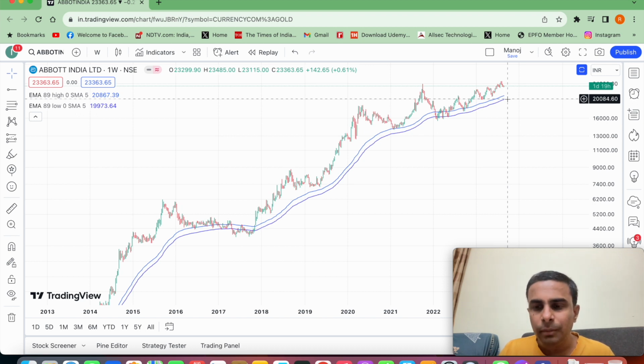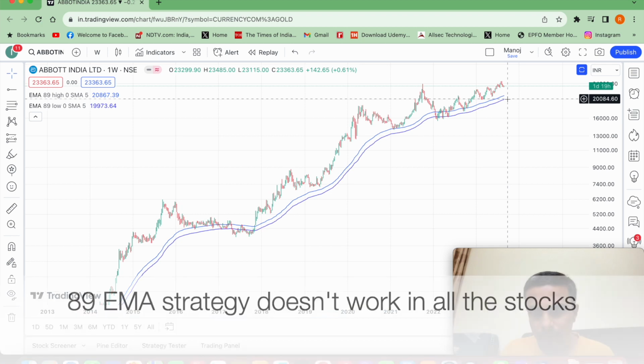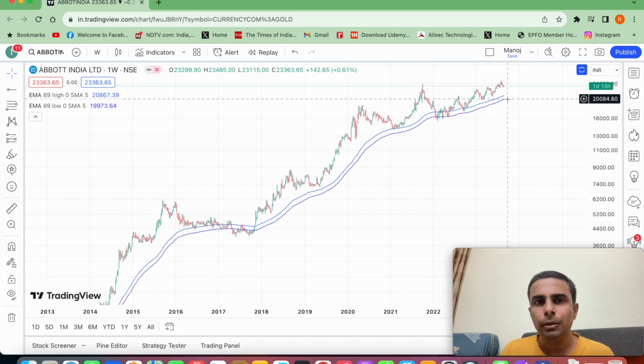This is just one of the strategies that I follow. As I mentioned, it doesn't work in all the stocks, so please don't apply this on all the stocks. Please do thorough research on which of these stocks it works on. I've given you three examples: Pidilite Industries, Asian Paints, and Abbott India.